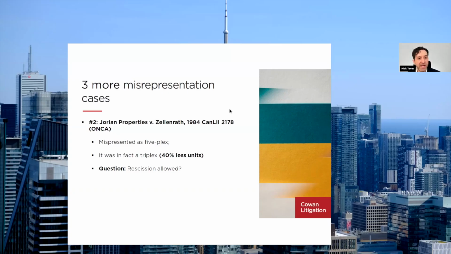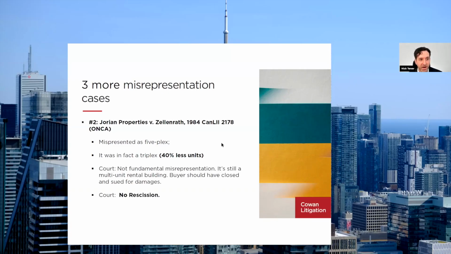Okay, so we have 86% saying yes, rescission was allowed, and 14% no, it was not allowed. So this is one of those shocking cases. So the court said no, rescission is not allowed. And this is the Court of Appeal, mind you. And the court said essentially that this is not a fundamental misrepresentation. This is a multi-unit rental building, and the buyer is still getting a multi-unit rental building. It's just they're getting less units. But they wanted a rental building, and they're getting one. And the buyer, in this case, according to the court, should have closed the transaction and then sued for damages.